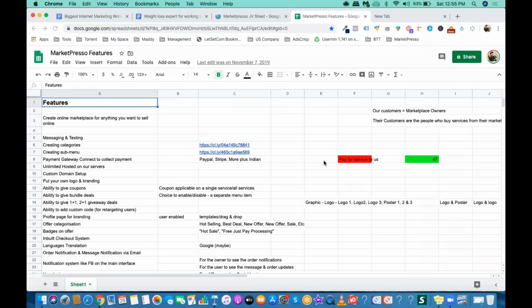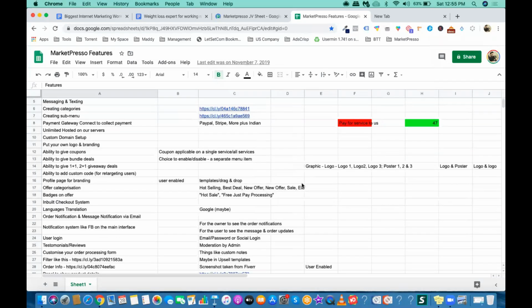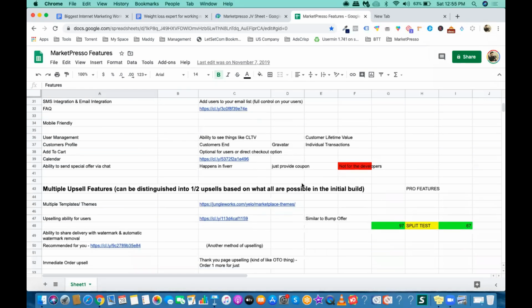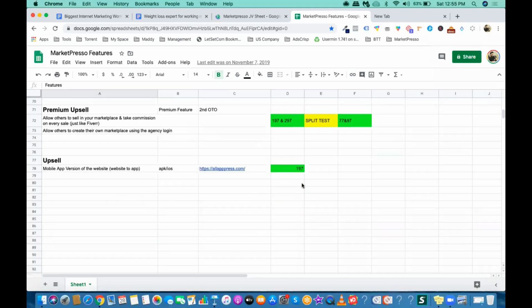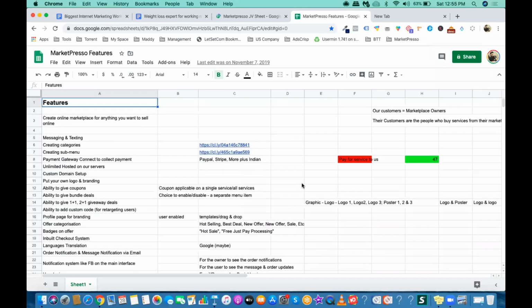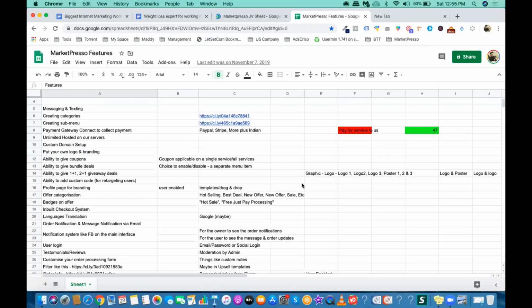All right. When we were creating the funnel for Marketplace, you would be able to see that this document was last edited on 7th of November. So this is a very old document. Do you see this? I was writing down all the features that we can add in our product. At this moment, the funnel has not yet been created. At this moment, only the features have been created.